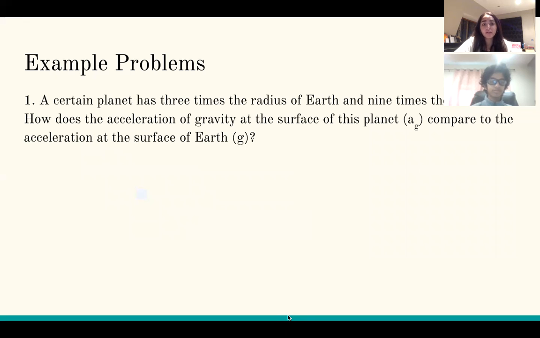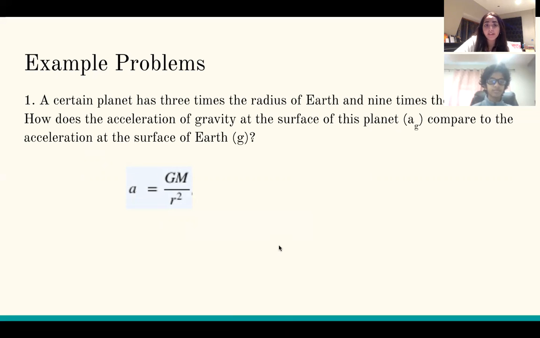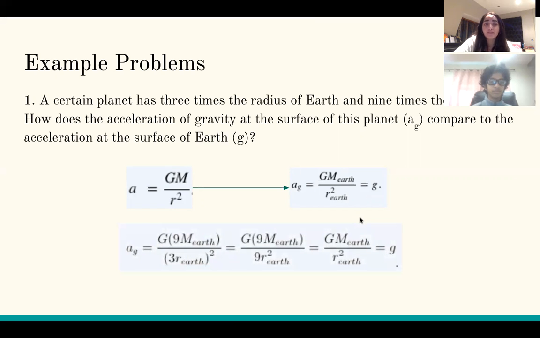For the solution, the first step is to identify that the acceleration is given by this equation, the gravitational constant times the mass divided by the radius or the distance squared. When we plug it in for Earth, instead of plugging in the actual numbers, we can just leave it as variables, the mass of Earth and the radius of the Earth. In this case, we can just label it as g because that's what we know it resolves down to. When we do the same thing for the second planet, we can put 9 times the mass of Earth and 3 times the radius of Earth.